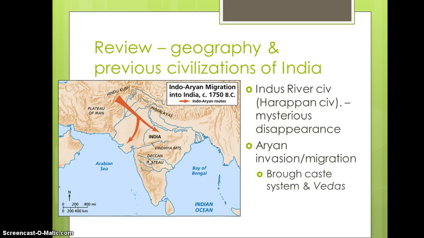Previously, we did have a few civilizations in India. We had the Harappans living along the Indus River Valley. Unfortunately, they disappeared with really no explanation. Historians have not discovered that yet. And we also have the Indo-Aryan migration or invasion into India through the Khyber Pass in the Hindu Kush Mountains.